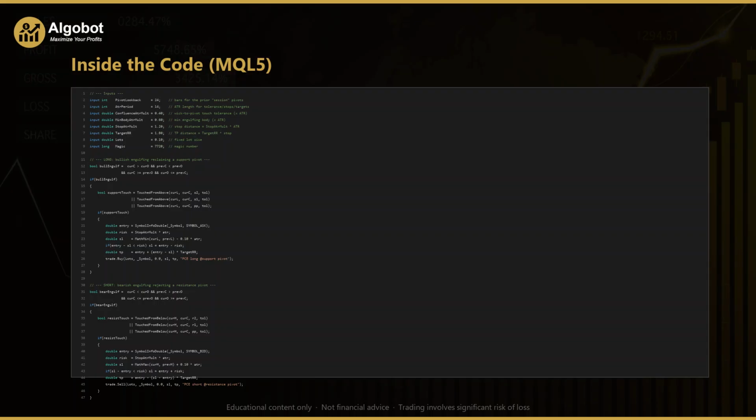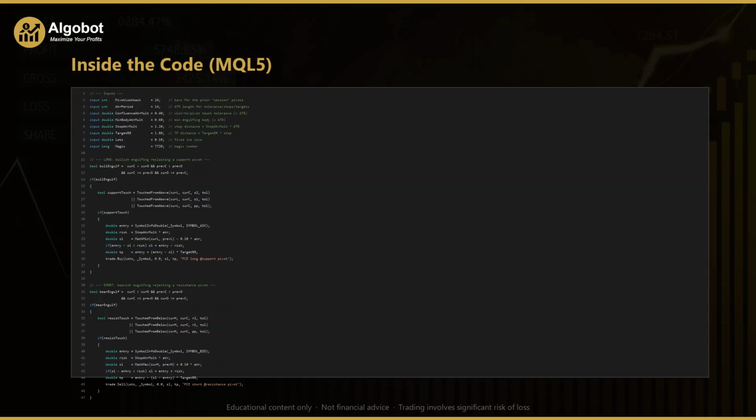The bull engulf condition checks that the current candle closed above its open while the previous candle closed below its open, and that the current body fully engulfs the previous one. If that's true, and the candle also touched one of the support pivots, S2, S1, or the pivot point, from above, the entry is the ask price.